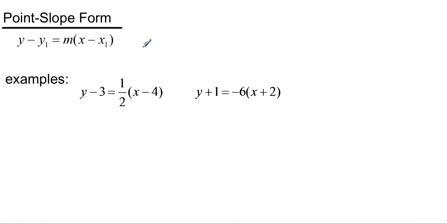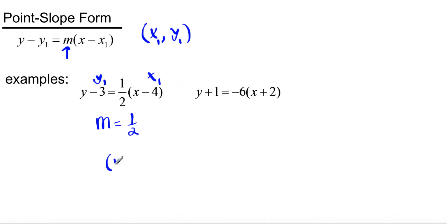Another form is point-slope form. Here we've got y minus y1 equals m times x minus x1. This one's handy because it's easy to identify the slope, and x1, y1 is just a point on the graph. So here's an example. y minus 3 equals 1/2 times x minus 4. The slope is 1/2, and the point on the graph, that's your y1, that's your x1, so the point would be 4, 3.